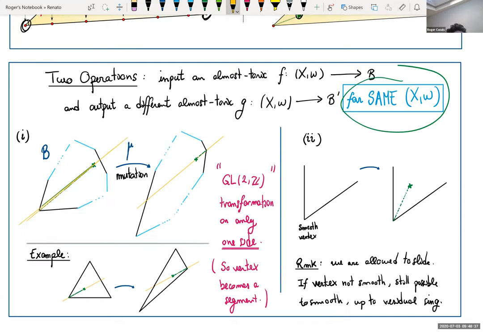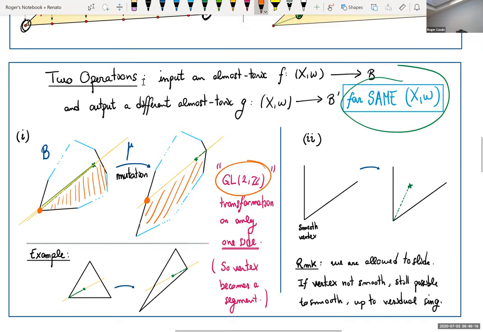Now you apply a GL2Z transformation only to one of the sides of the cut. Say here we take the bottom side. You slice the polygon with a line that contains the cut, then take one of the two pieces and apply a GL2Z transformation with the following rule: the vertex from which the cut was born now has to become a straight line. Essentially, this uniquely determines the GL2Z transformation, and that moves this region over here to this region over here.